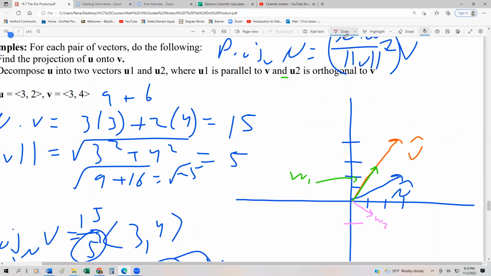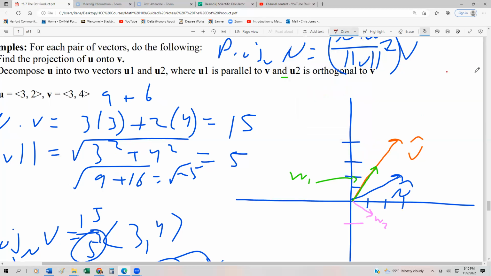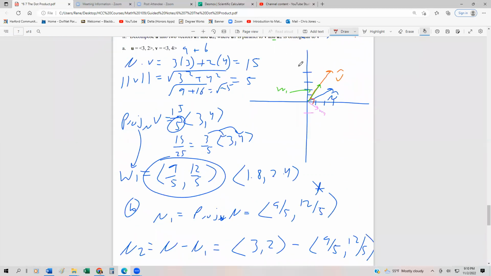What I want you to notice, good thing I didn't use red, is that W1 and W2 are indeed orthogonal, at least by our graph. If we don't trust it, we could certainly find the dot product, and that would suggest that they are orthogonal. So that's what all this stuff is all about. Hopefully that makes a little bit of sense as to what we're finding.